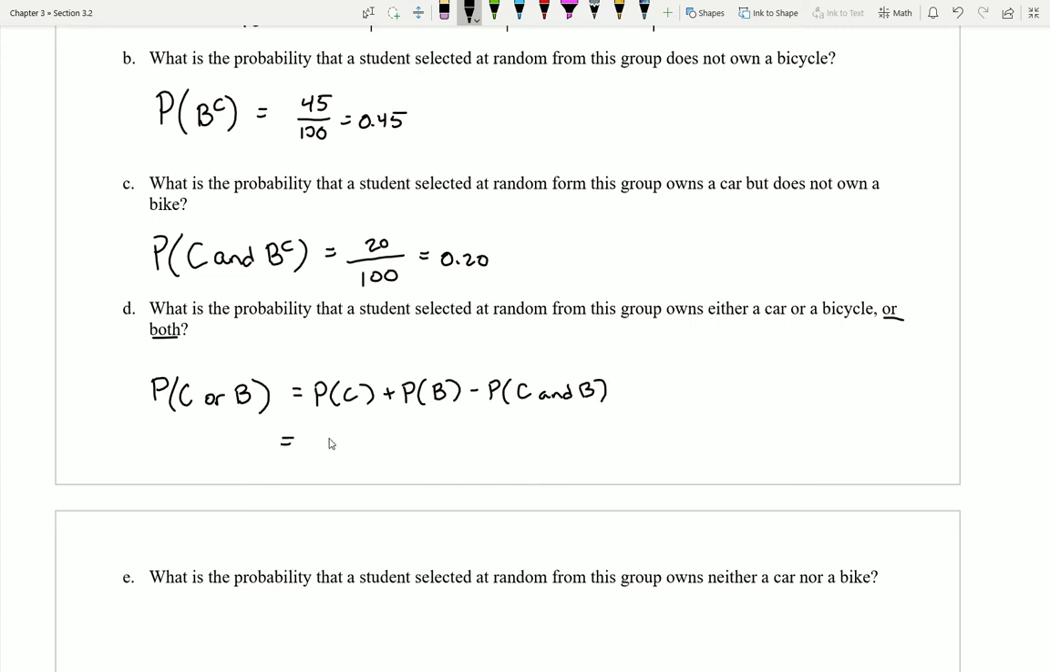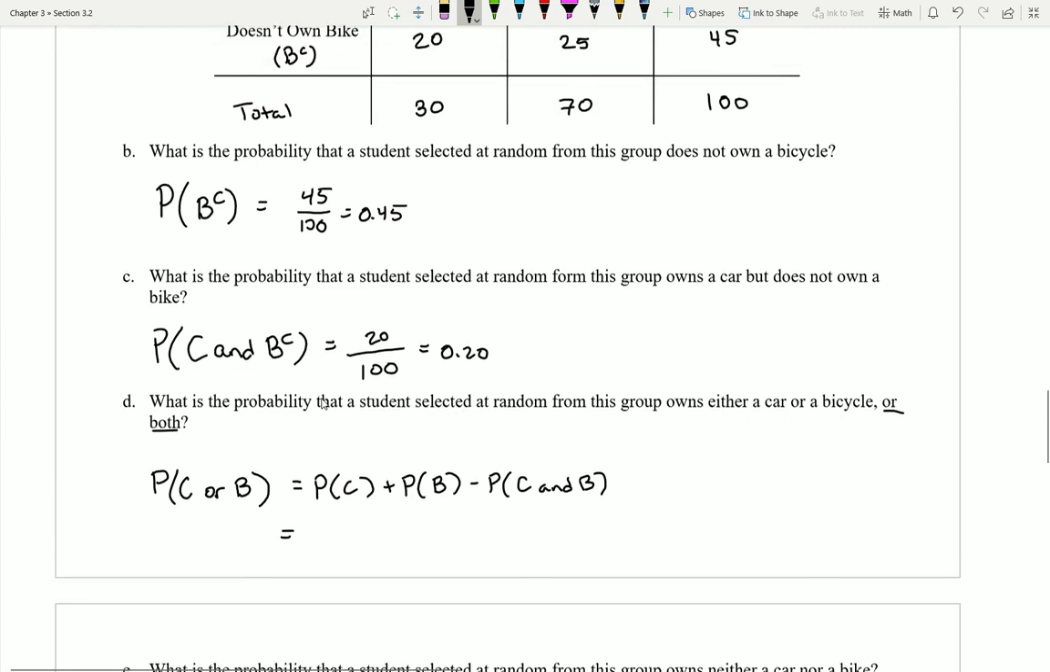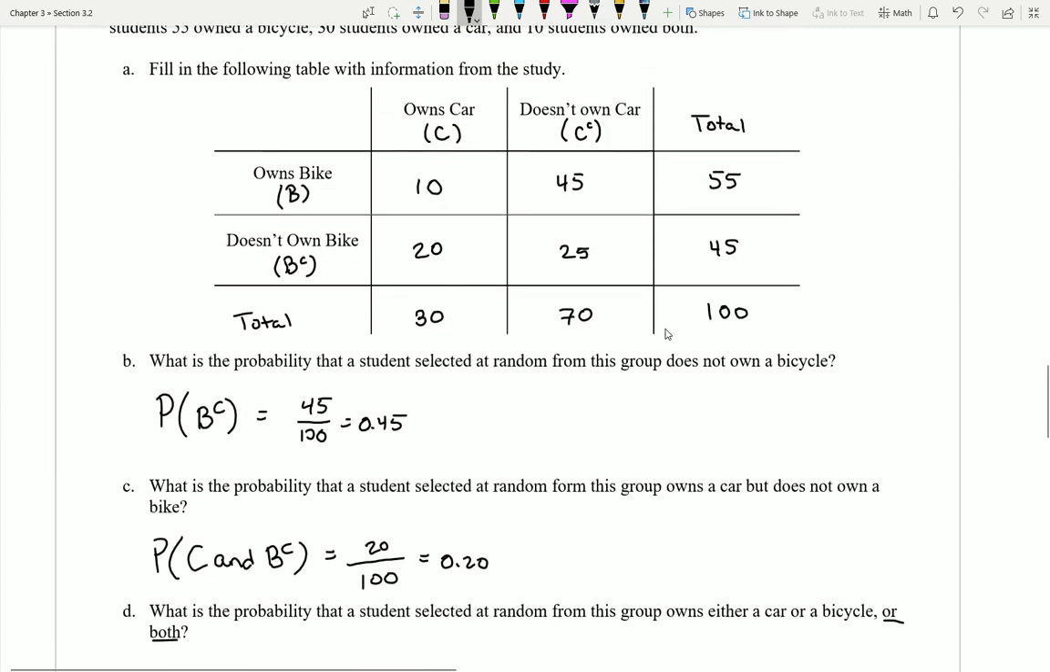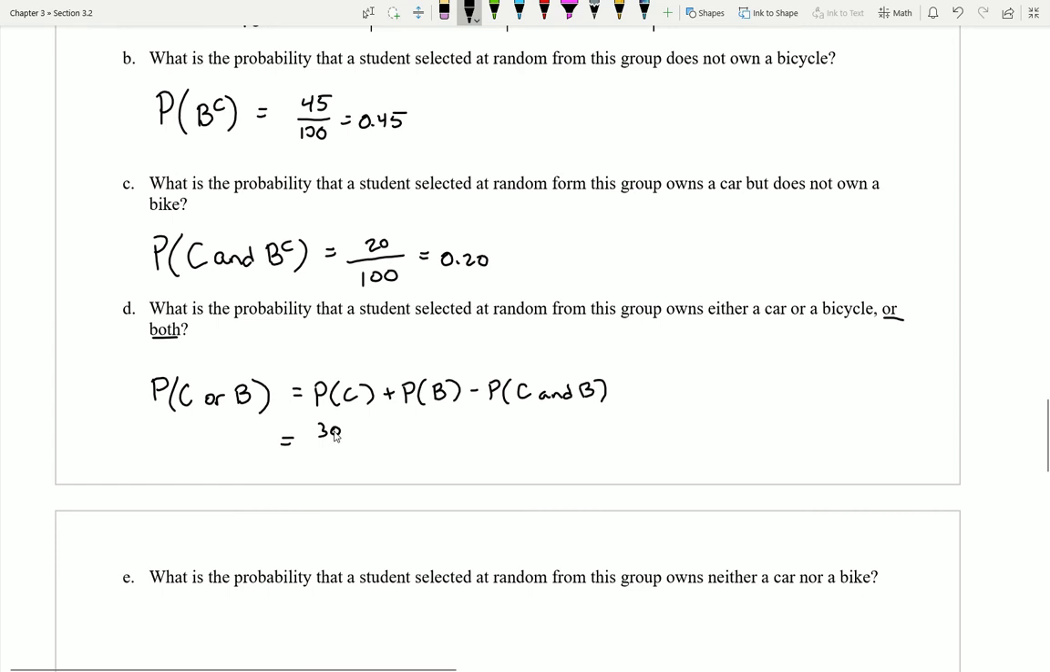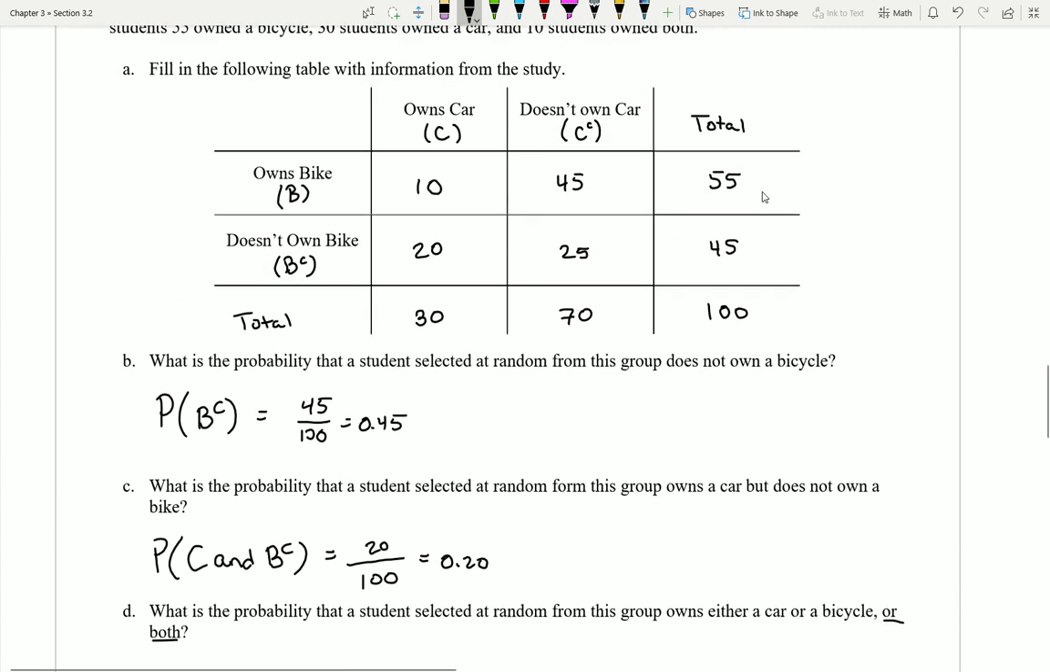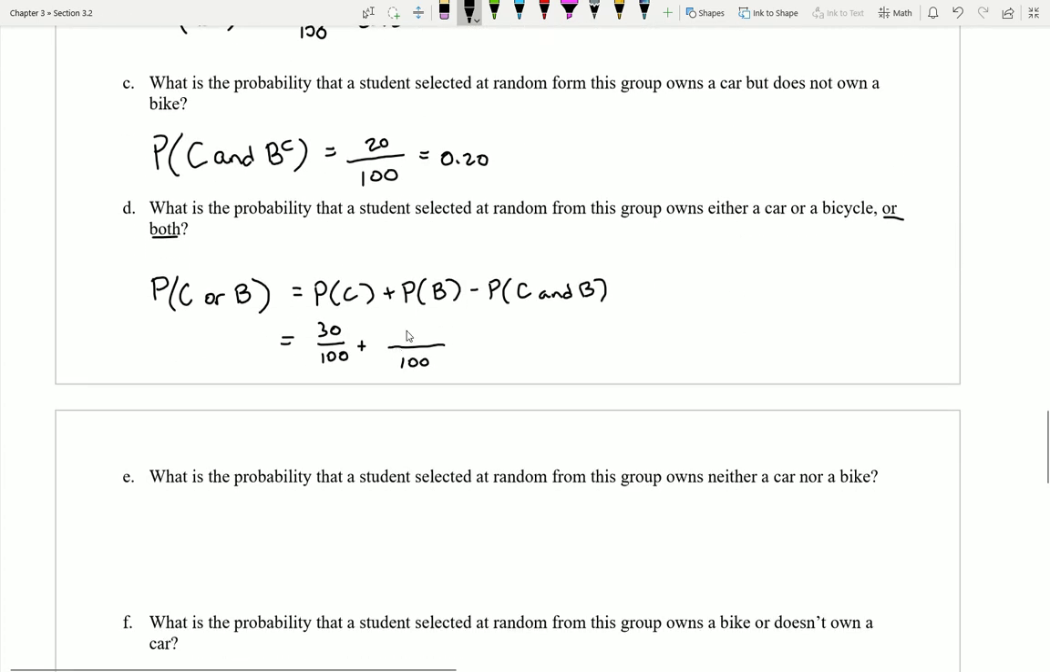So let's see what we got. Probability of C. So that's the probability that people own a car. Well, there are 30 car owners out of 100. So that's going to be 30 out of 100. Bike owners. Probability that I find someone who owns a bike. Well, that's 55 total people who own a bike out of 100. Now I want to subtract from that the number of people that own a car and a bike. And I remember from the beginning that was only 10 people. As a grand total, that's 75 people out of 100, and that gives me 75%. Well, there we go.